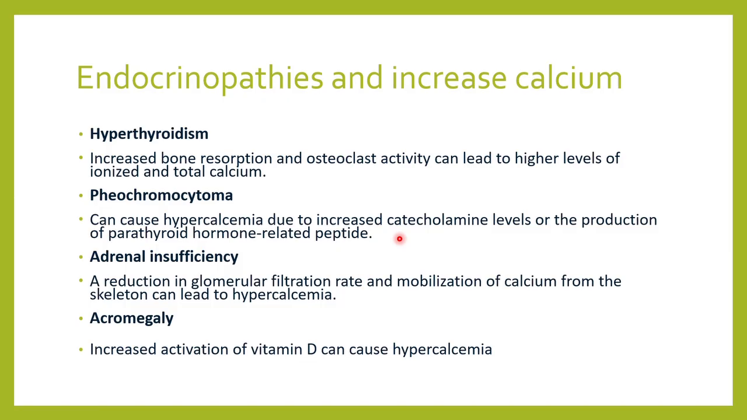Along with catecholamines, there is something related to the parathormone, that is the parathormone related peptide, that is also secreted. So it has an action similar to parathormone. So that is again going to raise the calcium. In adrenal insufficiency, whenever there is insufficiency of the adrenal gland, it will reduce the glomerular filtration rate and the mobilization of calcium from the skeleton. It will lead to hypercalcemia. Acromegaly, when there is increased secretion of growth hormone, it can activate vitamin D and cause hypercalcemia.